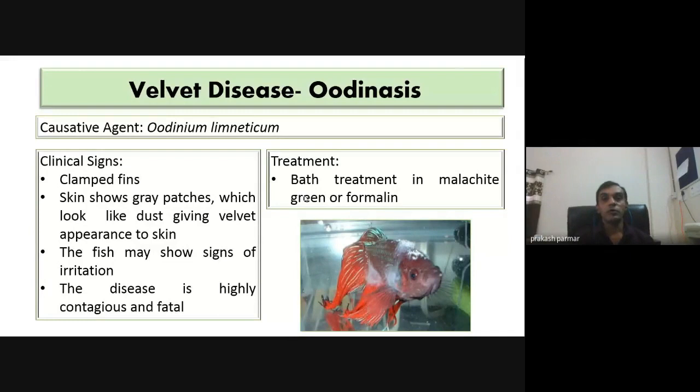Oodinium or Oodinosis is also known as velvet disease. It is another disease in which the fish skin and fins form some patchy areas, and those patches look like velvet. That's why this disease is known as velvet disease. Fish also show signs of irritation. This disease is highly contagious and spreads very fast. So whenever we see these types of patches, we have to immediately remove the fish and keep it separate to prevent spreading. Bath treatment with malachite green and formalin are the common treatments for this.